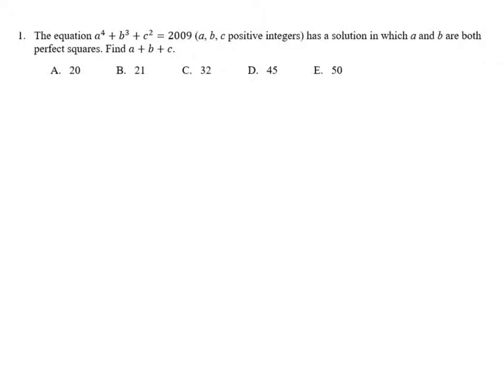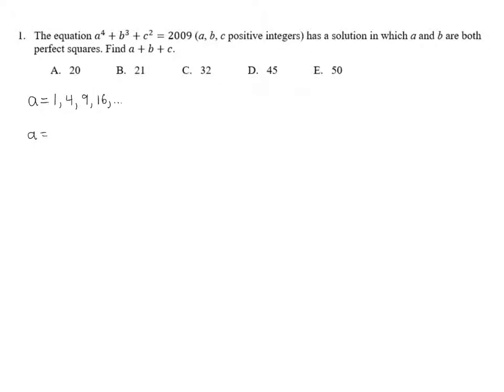We have the equation a to the fourth plus b cubed plus c squared equals 2009. I'm going to start by looking at a because it has the highest power, so it's probably the most substantial term on the left-hand side. We're told that a is a perfect square, so a might be 1, or 4, or 9, or 16, etc. But a little bit of trial and error can narrow this down even more.